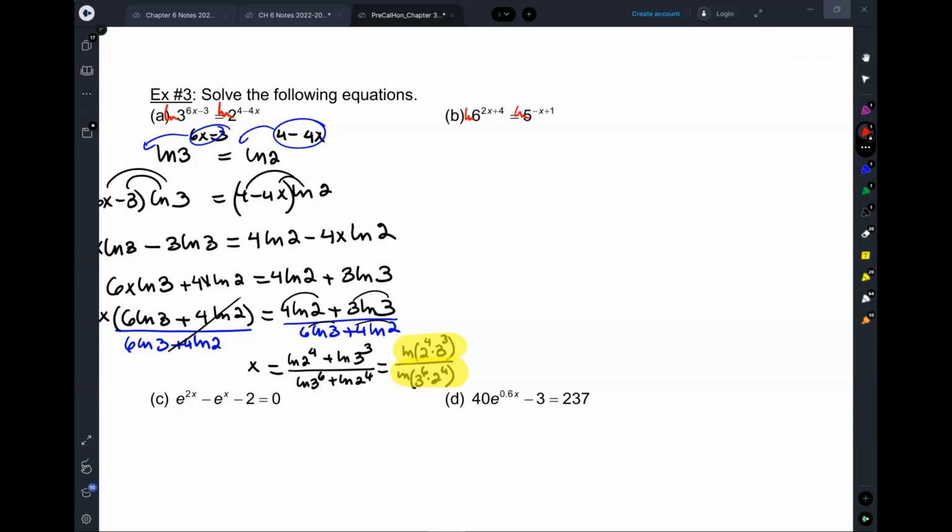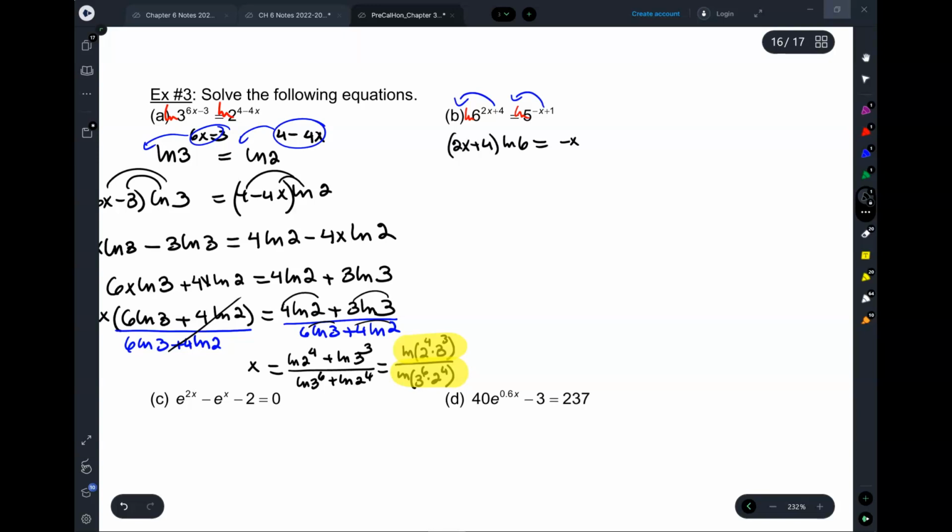And then we're going to use properties of logarithms and bring down the exponents. This stuff, like in the beginning, it might seem complicated, but if you just do a couple, you just have to kind of get used to this. So 2x plus 4, ln of 6, negative x plus 1, ln of 5.